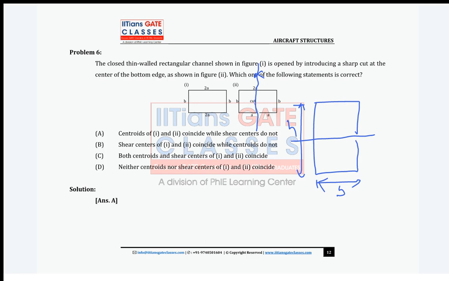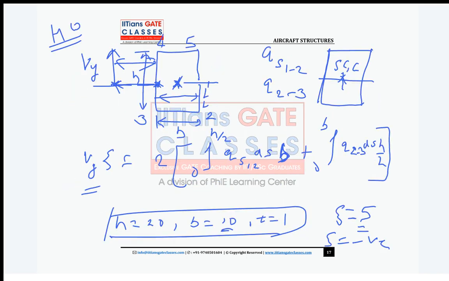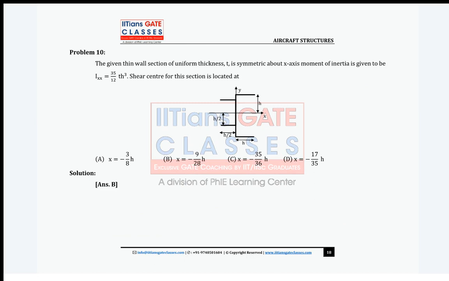Okay, so let's now move to the GATE question of shear center from previous years. Read the question, guys, what it says. The given thin wall section of uniform thickness T is symmetric about the x-axis. Moment of inertia Ix is given. They ask where the shear center for this section is located. This is the reference they have given: this is the x-axis, this is the y-axis, so this is your origin. From the origin they want the position of the shear center.